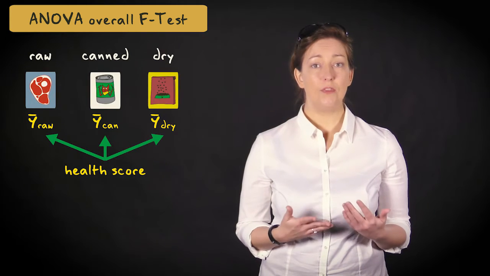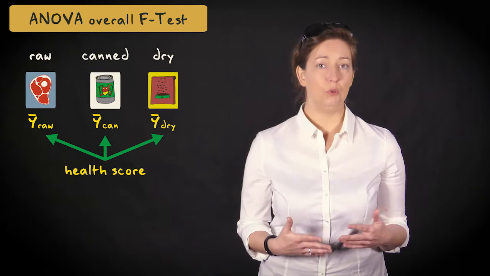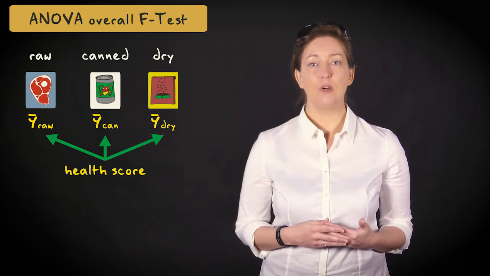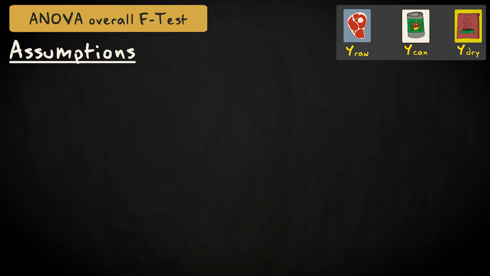Suppose we want to compare healthiness of three groups of cats that consume different diets: raw meat, canned food, and dry food. A veterinarian rates their health on a scale from 0 to 10. First, we need to know and check the assumptions of analysis of variance. These are equivalent to the assumptions of multiple linear regression, although they might look a little different.